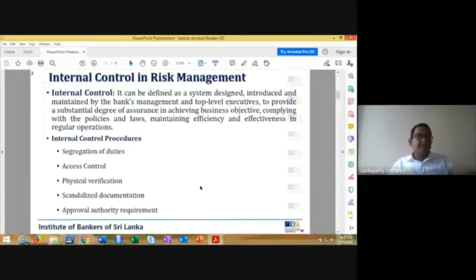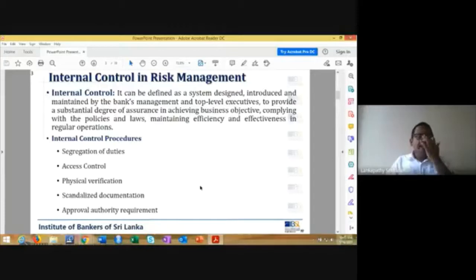The first line of defense is in charge of the implementation of the internal control system. The second line of defense, the centralized risk management department, will introduce this internal control system at the branch level, department or division level. But the first line of defense, the branch managers, have to ensure that all the internal control procedures are in place.